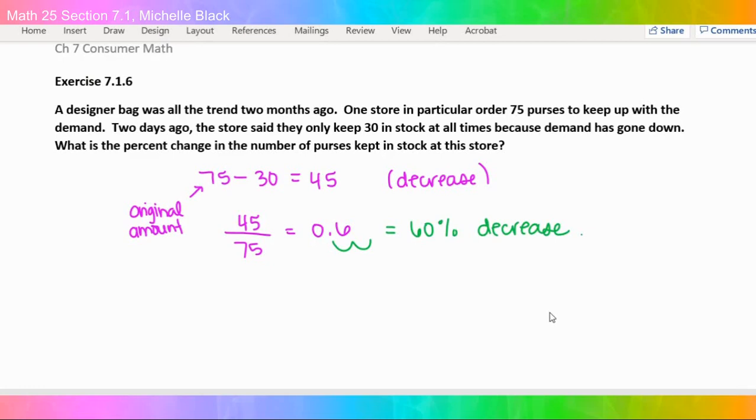All right, and you should have gotten a 60% decrease. So again, we take the original amount, which was 75, and we subtract the new amount, which is 30. So we have a decrease of 45 purses in stock. And then you do the amount of decrease, which was 45, divided by the original amount, which was 75, which gives us 0.6. Moving that decimal point 2 places to the right, we end up with 60% decrease.